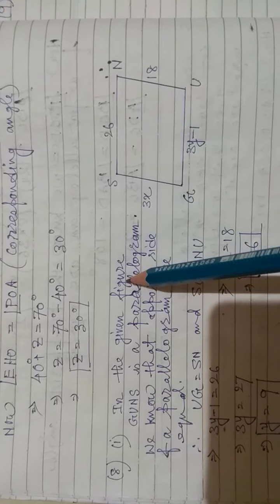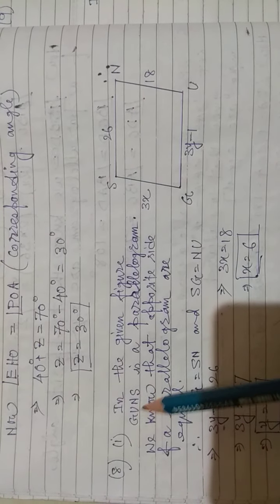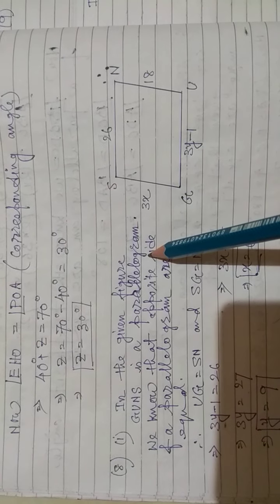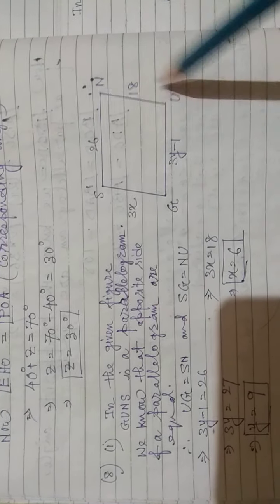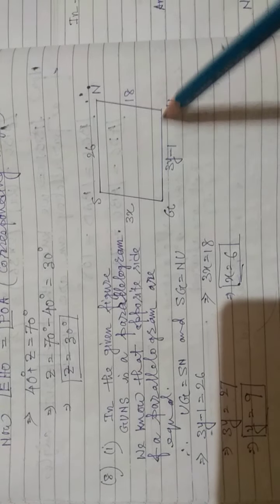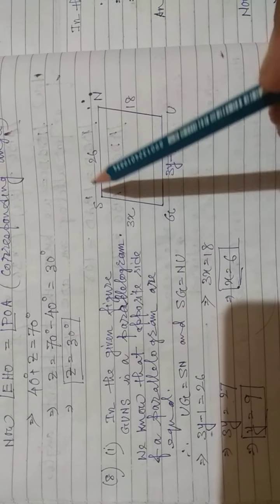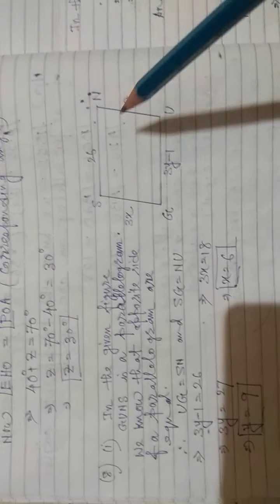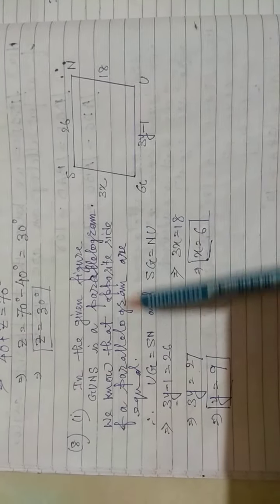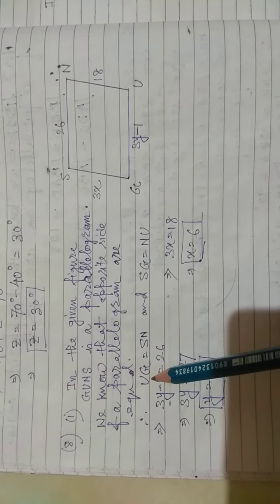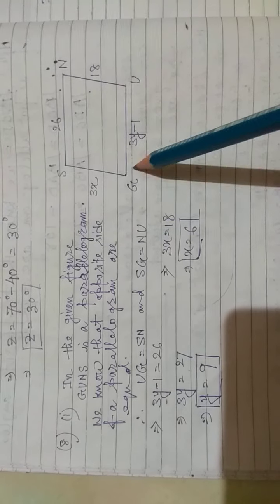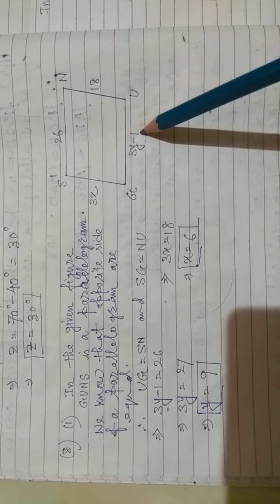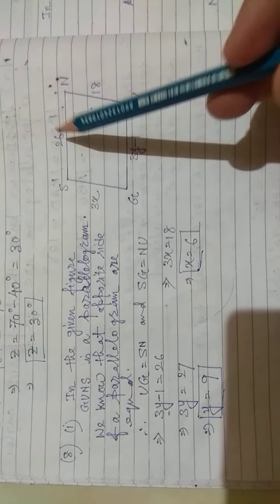Next, question number 8. In the given figure, GUNS is a parallelogram. That means opposite sides are equal. GU equals SN and GS equals UN. So opposite sides of the parallelogram are equal. So UG equals SN, and UG is also given as 3y minus 1. So 3y minus 1 equals 26.